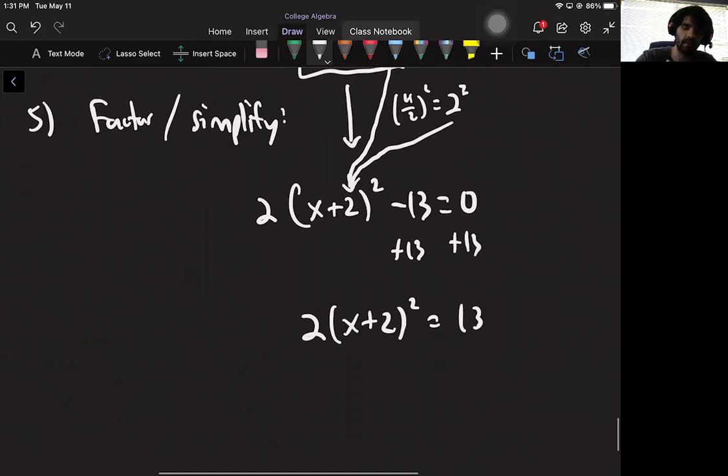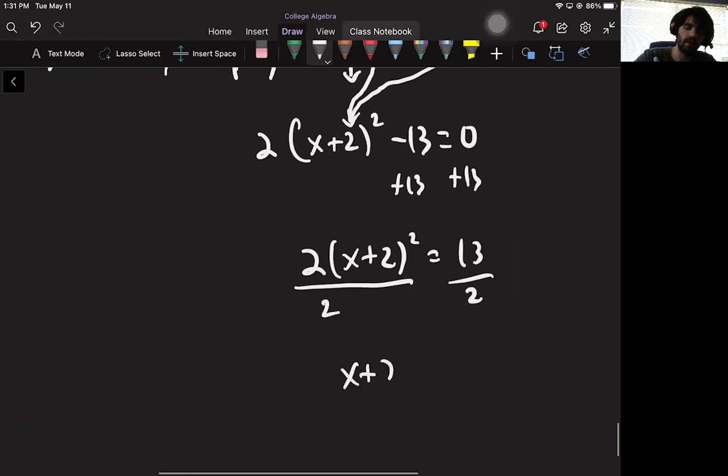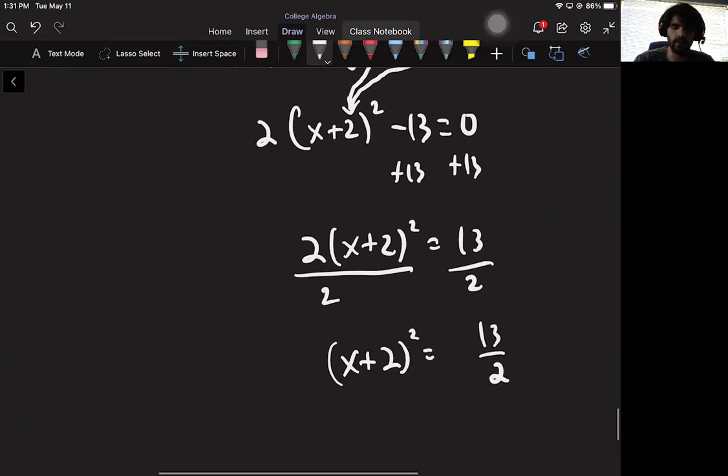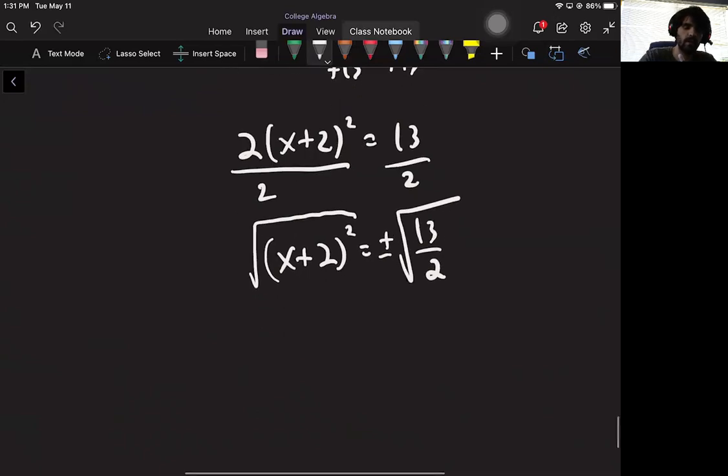So now I just have to divide by 2 on both sides. And so there'll often be annoying fractions, but that's okay. 13 over 2, we're just going to leave it like that. Now to get rid of the square, the whole point was I can now square root both sides, and it introduces a plus or minus when I do that.